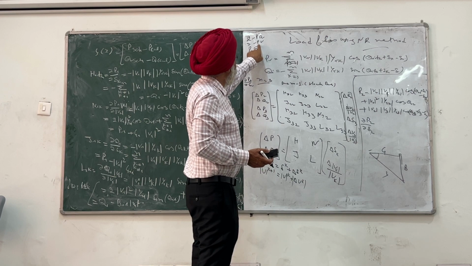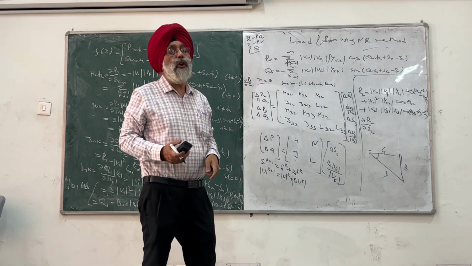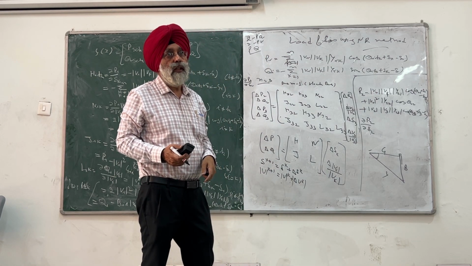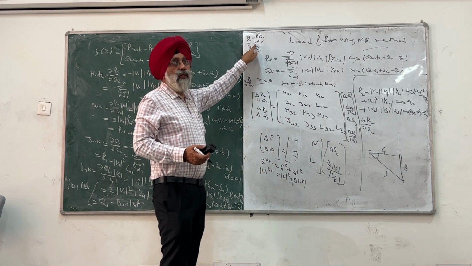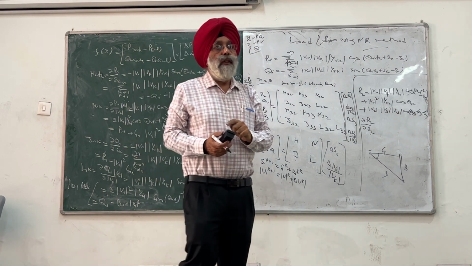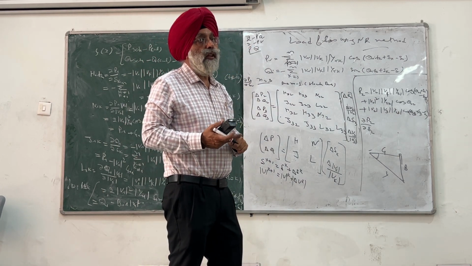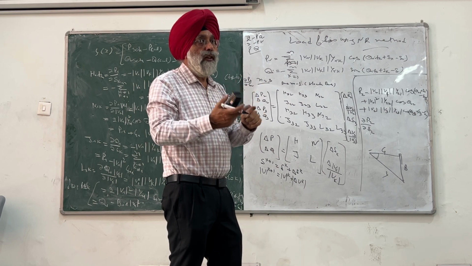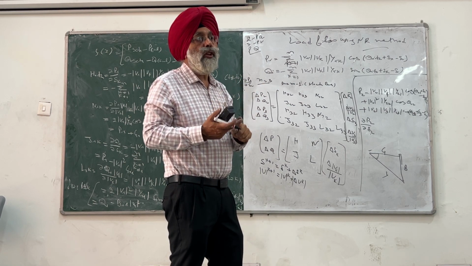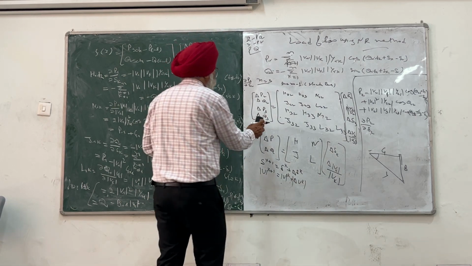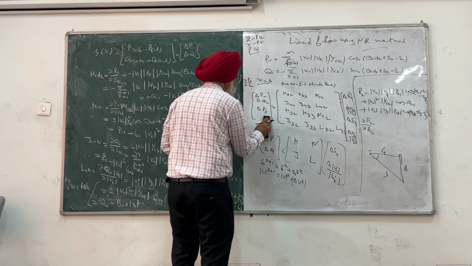Now for this bus number 3, Q is not given because it is the PV bus. Q is not given. When Q is not given we are unable to calculate delta Q because the given value of Q is not existing, so this term will not exist.